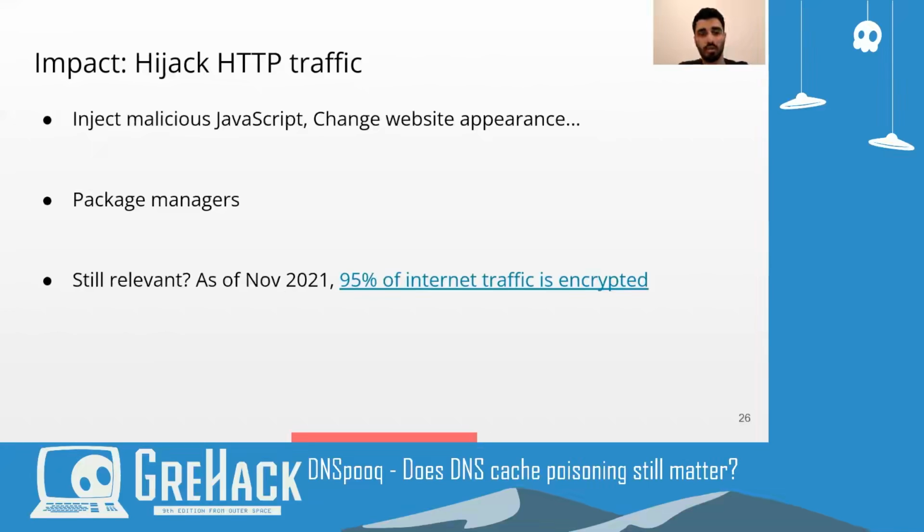So per Google Transparency Report, 95% of the internet traffic is encrypted. And by using TLS, the link between the client and server is protected against man-in-the-middle attacks.